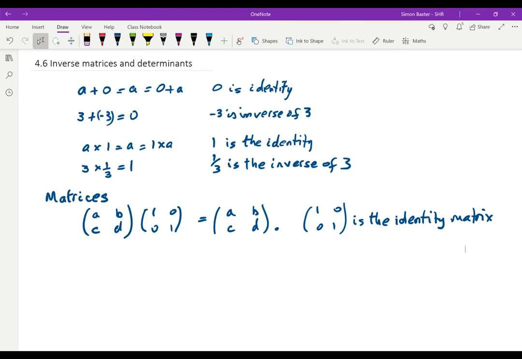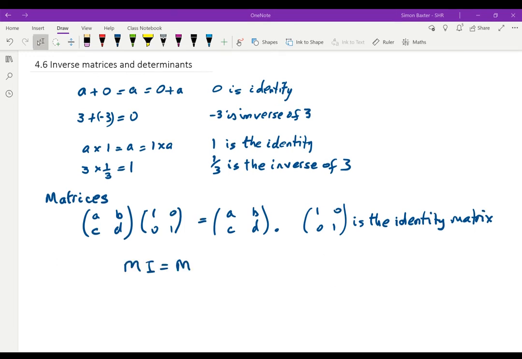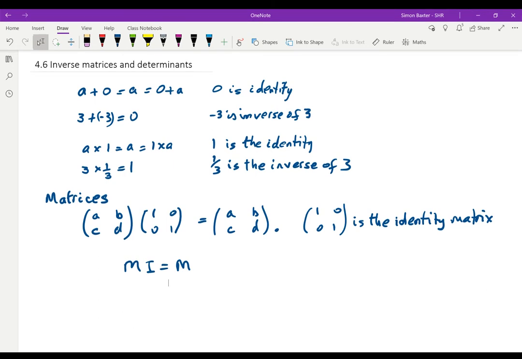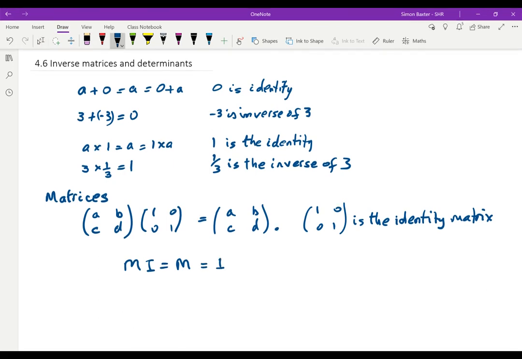If we look at matrix multiplication, we can see that if we take the matrix A, B, C, D, any matrix, and multiply by 1, 0, 0, 1, AB times 1 naught is A, and so on. This just leaves us with A, B, C, D. So in exactly the same way as with the multiplication of numbers, 1 naught, naught 1 is the identity matrix. And we can write MI equals M, and that we could show is the same as IM.